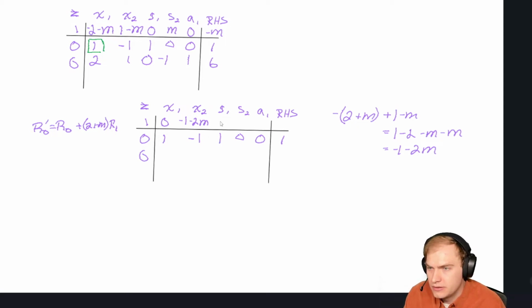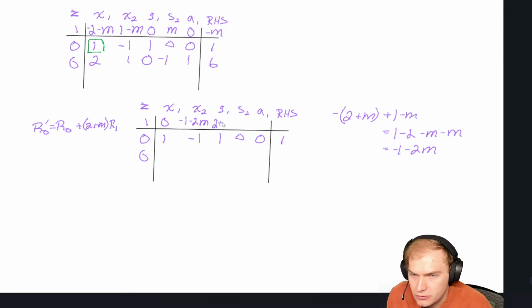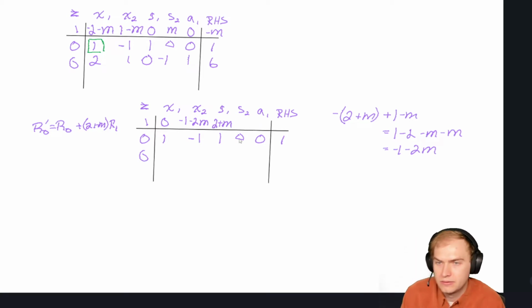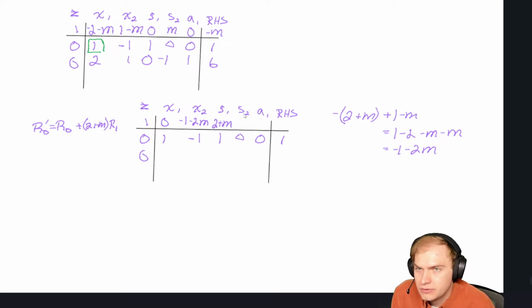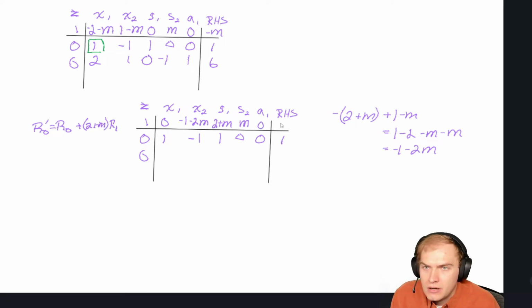S1 is now plus 2 plus m. S2 stays as m. A stays as 0. And the right-hand side, negative m plus 2 plus m is going to be 2.